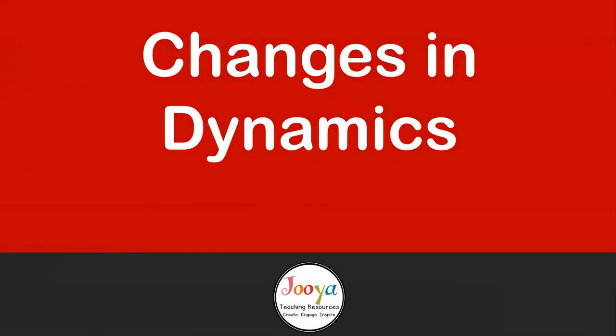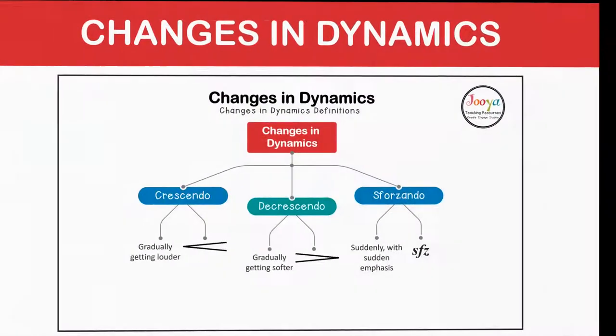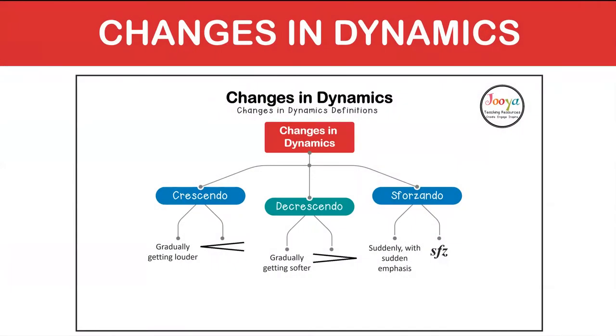So what about changes in dynamics? Changes in dynamics are used by the composer to make lots of interesting things in the music. There are three main ones. There is crescendo, which is gradually getting louder, decrescendo, which is gradually getting softer, and sforzando, which means suddenly or with sudden emphasis.